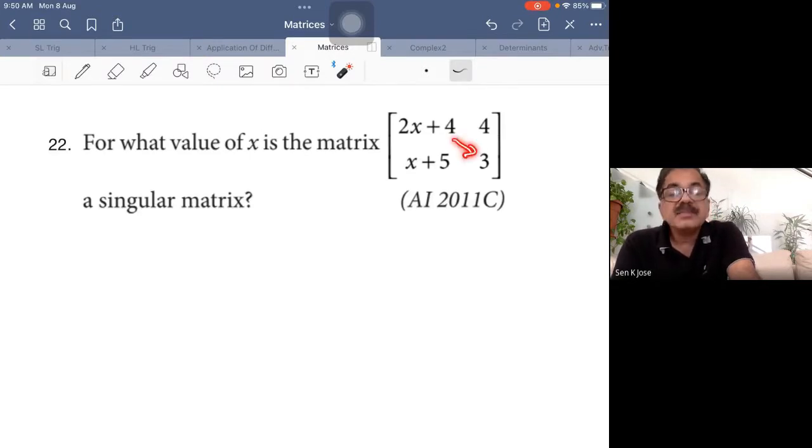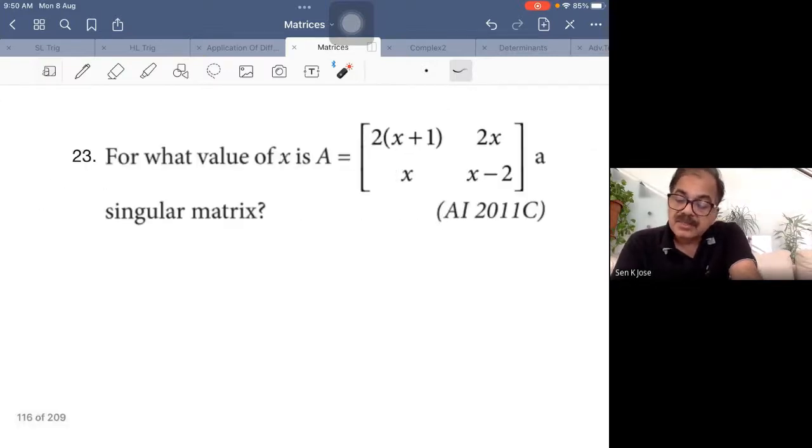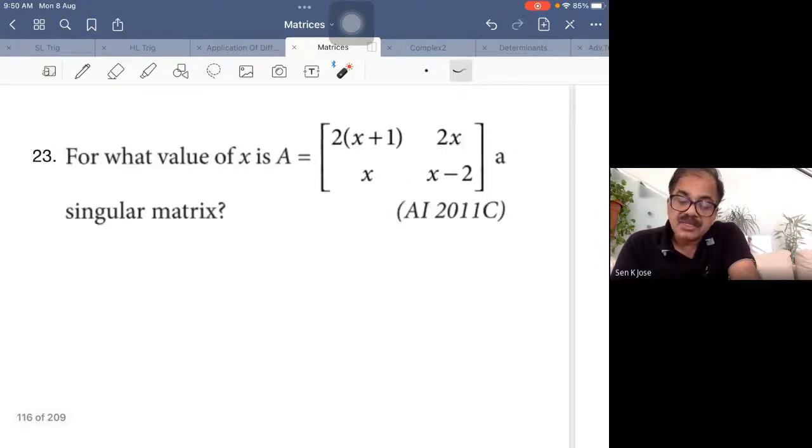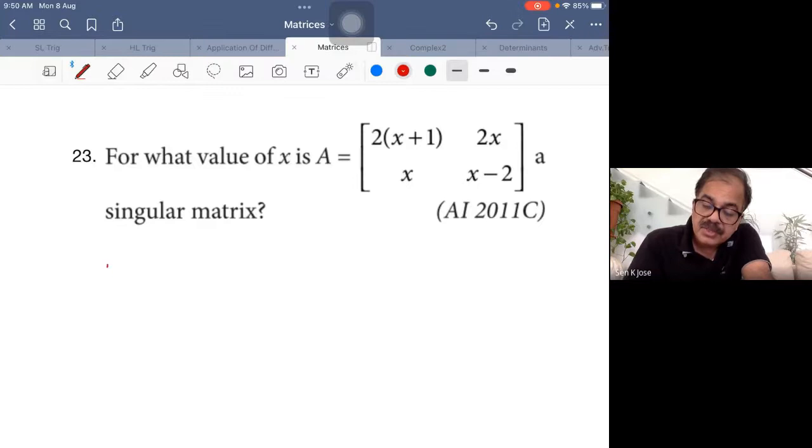Same thing again. Cross multiply like that and solve for x, yeah? Determinant is equal to 0. Okay. I think this is the last of singular matrix. So that one I am doing. So what they say is determinant has to be 0 because it is a singular matrix.